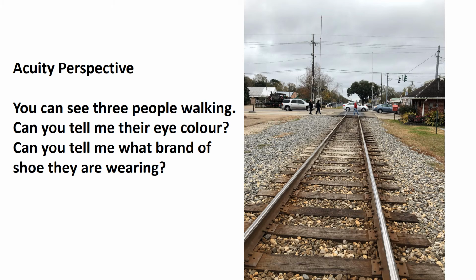Here's another great example. Here's three people walking across a set of railway tracks. You can't tell me too much about these people other than they're maybe wearing a red coat and a black coat, but you can't tell me what brand of clothing that they're wearing or what their eye color is. So as we move away from a subject, again, we see less and less detail.